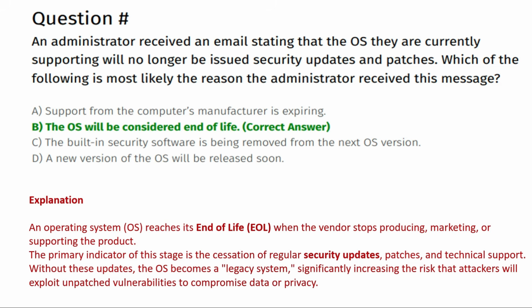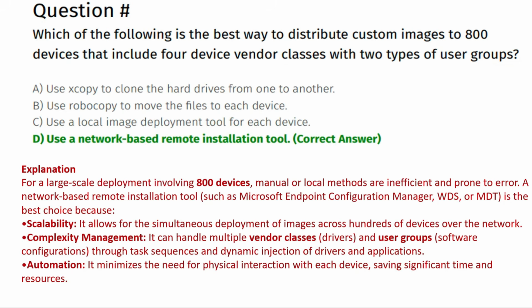So let's check the explanation. An operating system, OS, reaches its end of life when the vendor stops producing, marketing or supporting the product. The primary indicator of this stage is the cessation of regular security updates, patches and technical support. Without these updates, the OS becomes a legacy system, significantly increasing the risk that attackers will exploit unpatched vulnerabilities to compromise data or privacy. So that's why the correct answer for this question is option B, the OS will be considered end of life. So let's move to the next question.